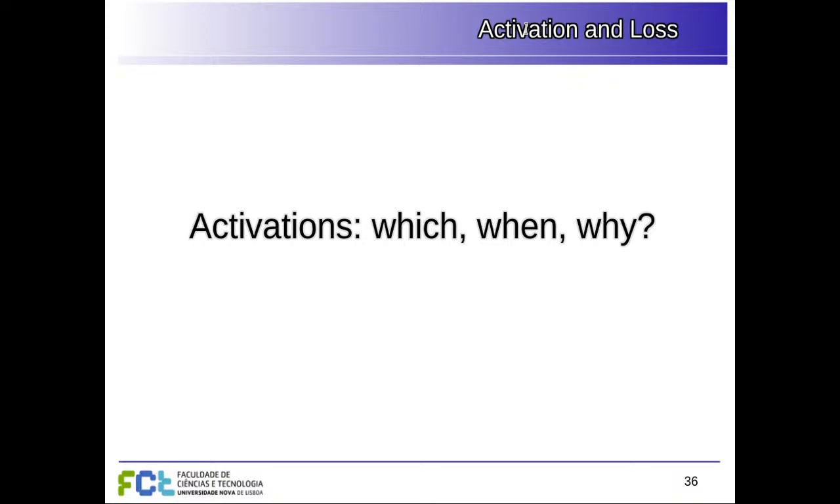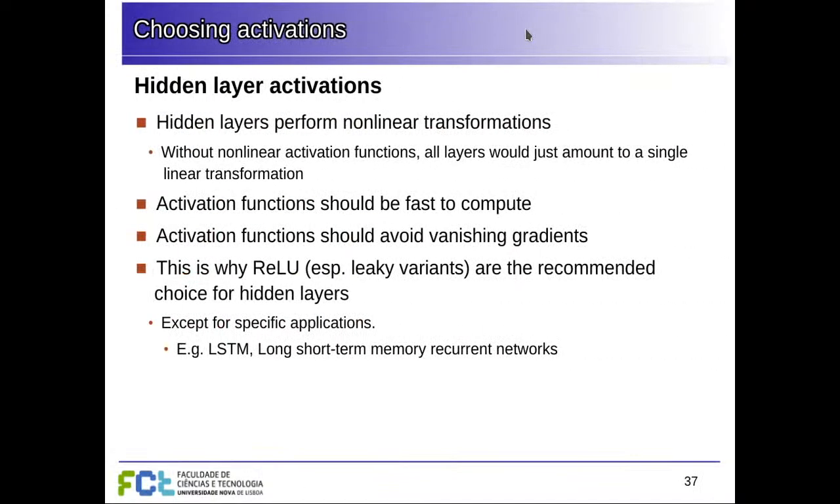So now, which activations to use? Basically, on the hidden layers, we just need something to make the transformation non-linear, and it should be fast and avoid vanishing gradient. So ReLU, especially leaky ReLU, tends to be the recommended choice for hidden layers. There are some exceptions.